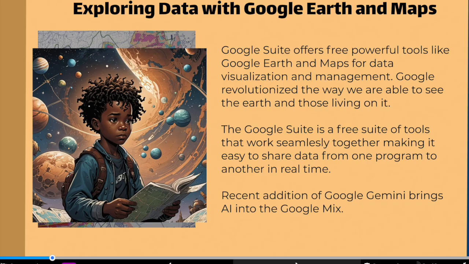The Google Suite is a free suite of tools that work seamlessly together, making it easy to share data from one program to another in real time. So if you need an easy way to map for free that is accessible and works with other programs, this is a great choice for you. And the recent addition of Google Gemini brings AI into the Google mix. So everybody now has their current version of AI, and Google now has Gemini, and Gemini is being incorporated into the different types of programs that Google has.